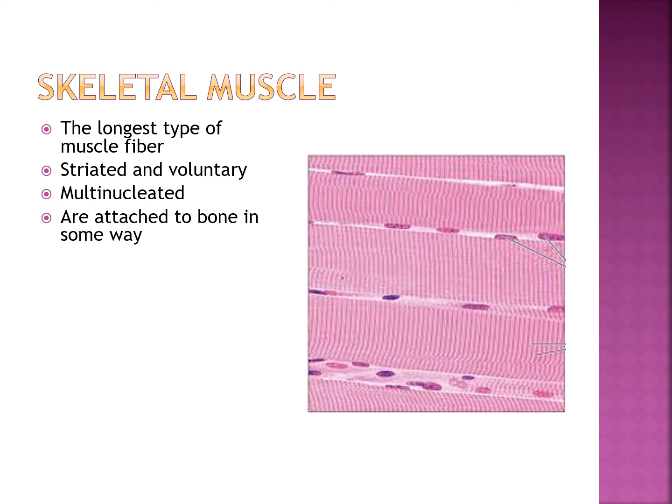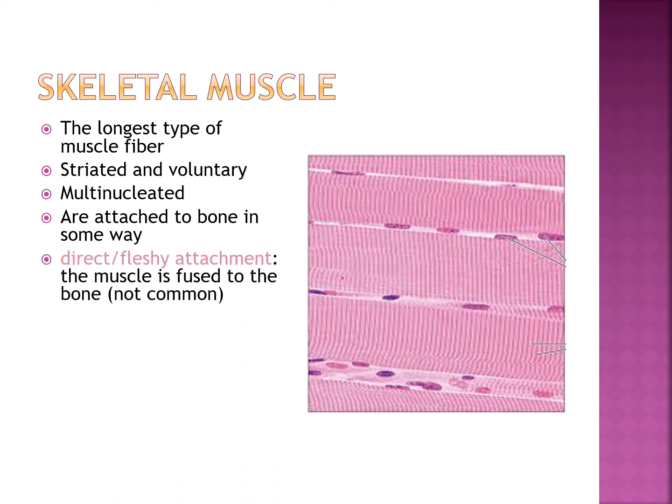Skeletal muscle gets its name because it's attached to a bone in some way. And later on in this video, we're going to talk about skeletal muscle attachment. Now, because they do attach to a bone, there's two ways that they can attach. One is not common. It's what's called direct or fleshy attachment. This is where the muscle literally attaches to the bone.